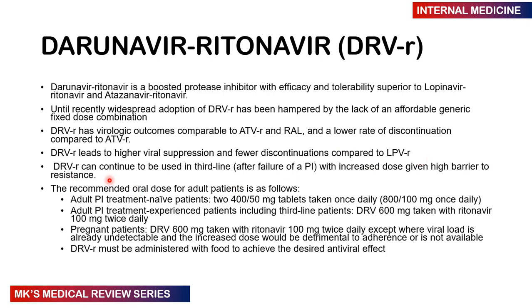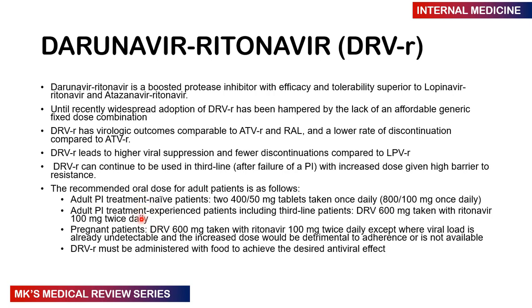Then, the recommended oral dose in adult patients is as follows. For those who have never taken protease inhibitors before, you can give them a 400 to 50 tablet taken once a day, two tablets of this, or one tablet with the combination of 800 to 100 milligrams. So the 800 is the Darunavir, the 100 is the ritonavir. In those who have been exposed to protease inhibitors, including third-line patients, Darunavir 600 milligrams is taken with ritonavir 100 milligrams twice a day.